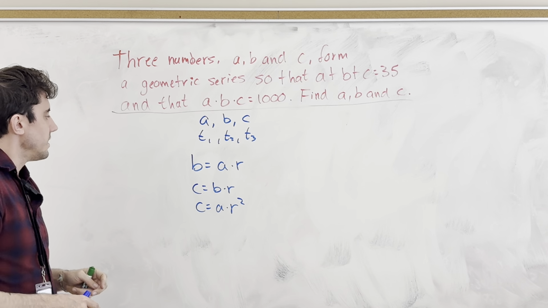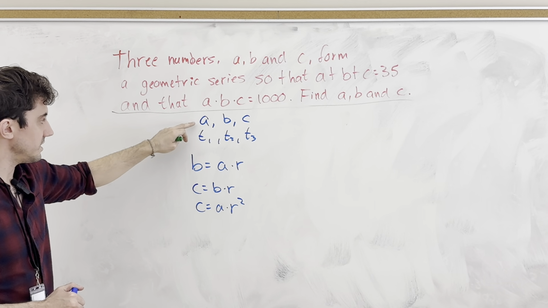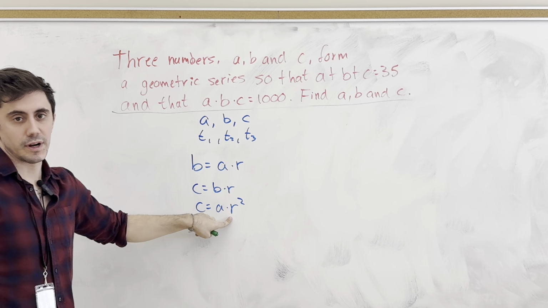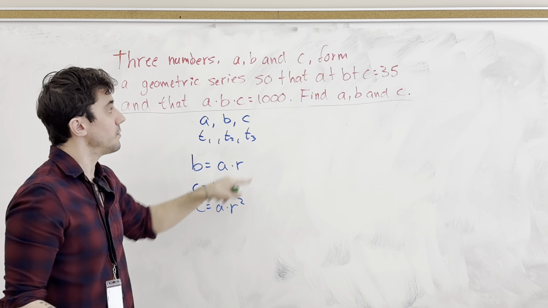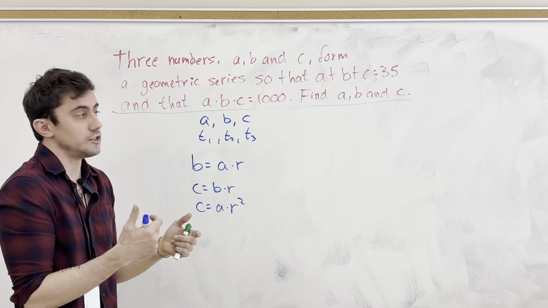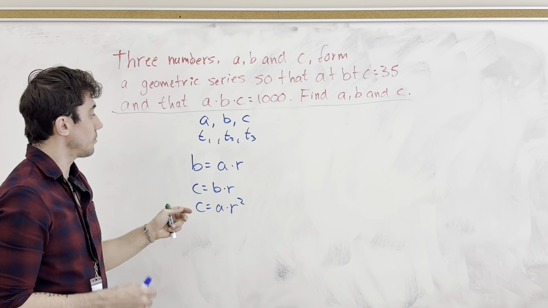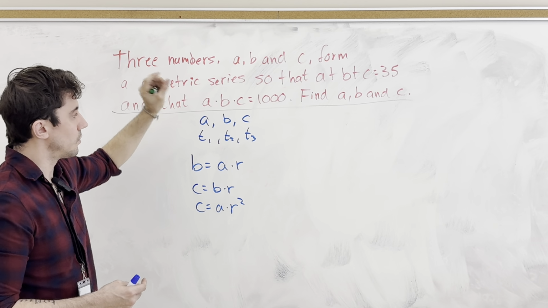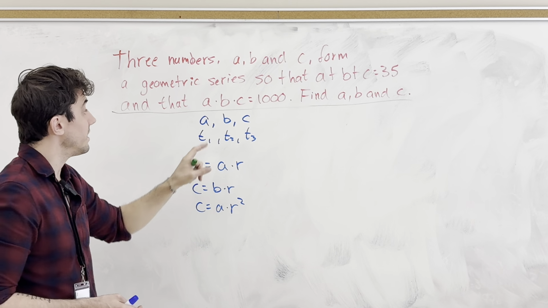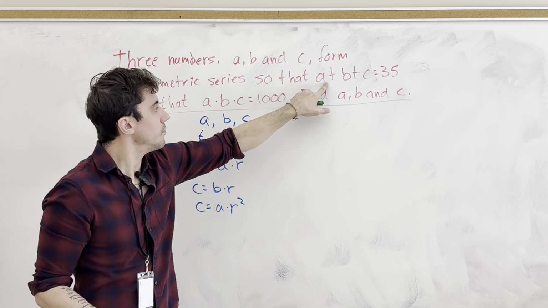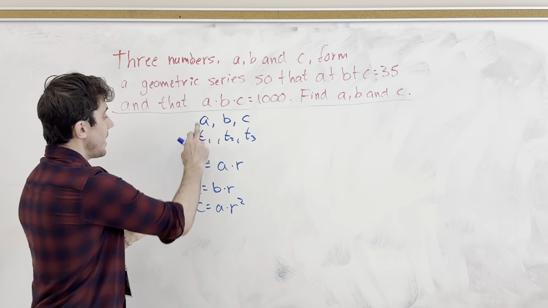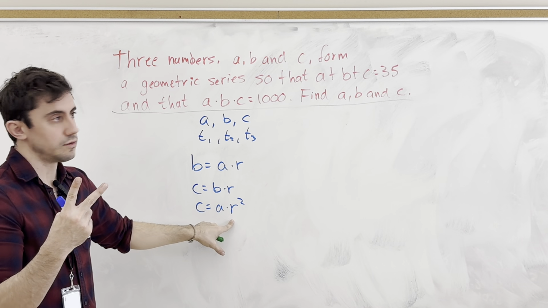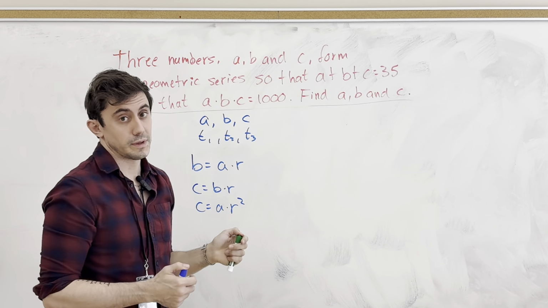We have two equations, and we can relate all three of these terms, A, B, and C, by A and their common ratio, R. That's really important. A, B, and C are too many unknowns to solve for with only two equations. But if we can relate A, B, and C together using only A and R, that's two unknowns with two equations, and we'll be able to solve for those.